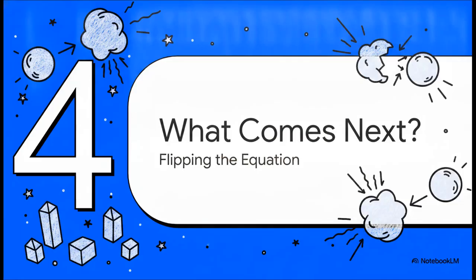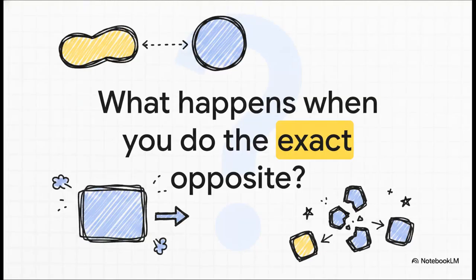Which brings us to Section 4. What comes next? Flipping the equation. We've seen how two or more things combine to become one, how that amazing process releases energy, and how it forms the materials that literally make up the world around us. But, as we know, every rule in chemistry seems to have a mirror image. Which brings us to a final, provocative thought to wrap up today's explainer. What happens when you do the exact opposite?